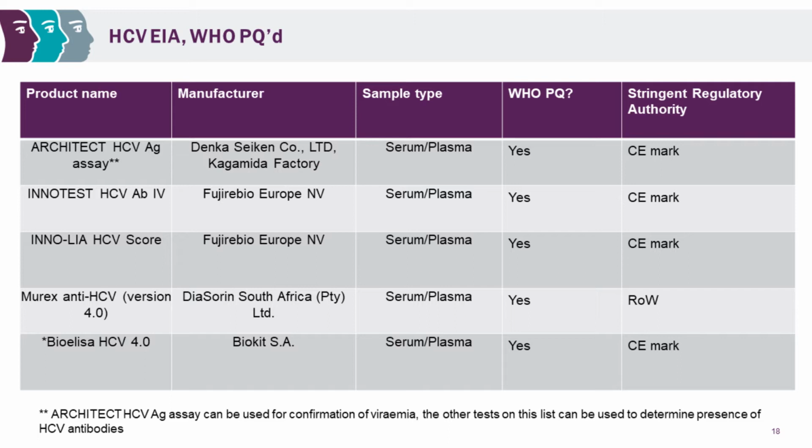The second slide is the hepatitis C EIA tests that are WHO pre-qualified. Again, product name, manufacturer, sample type, stringent regulatory authority. On this table here, you'll see a technology called the Architect HCV antigen assay. Now, this assay can be used for confirmation of viremia as well as screening. And I'll talk more about that when we get to the step 2 confirmation of viremia section.